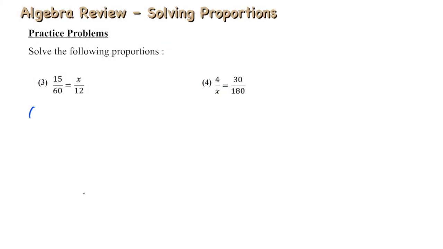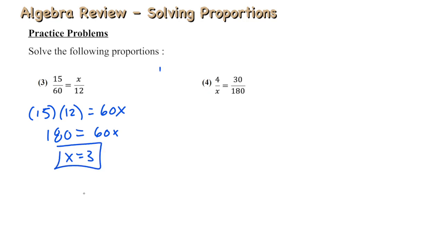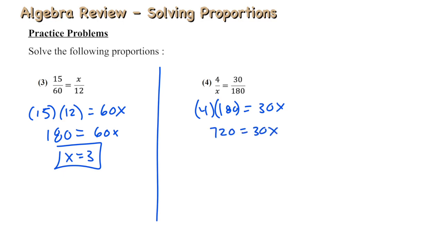So for number 3, you should have had 15 times 12 is equal to 60x. 15 times 12 is 180. Divide both sides by 60, and you should get x equals 3. For problem number 4, you should have 4 times 180 is equal to 30x. 4 times 180 gives you 720. Divide both sides by 30, and you get that x is equal to 24.